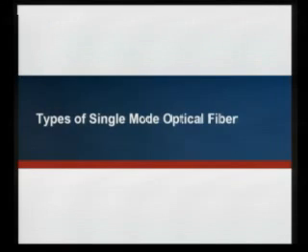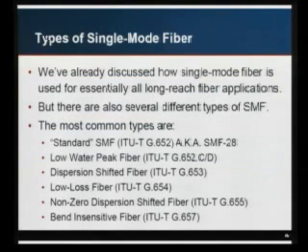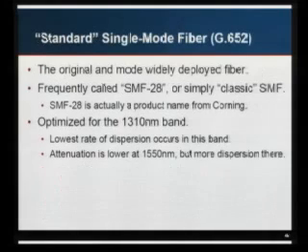Like I said earlier, there's a lot of different types of single mode fiber. The most common are the standard single mode fiber, which is sometimes called non-dispersion shifted fiber. It's under the ITU standard G.652. People call it SMF28. There's low water peak fiber. There's dispersion shifted fiber, there's special low loss fiber, there's non-zero dispersion shifted fiber, and there's bend insensitive fiber. These are basically the main standard types.